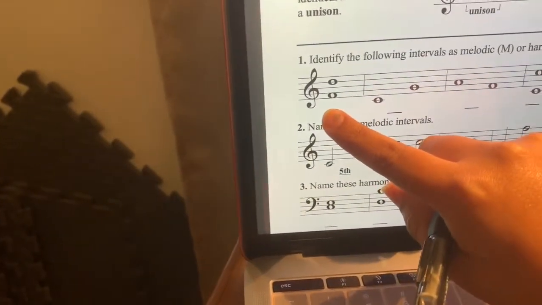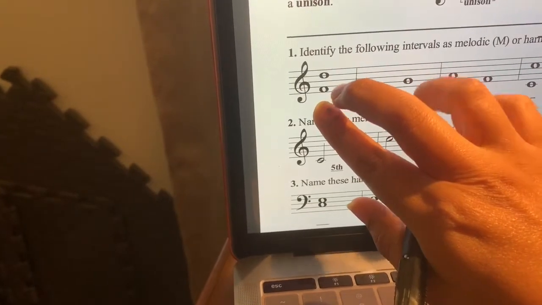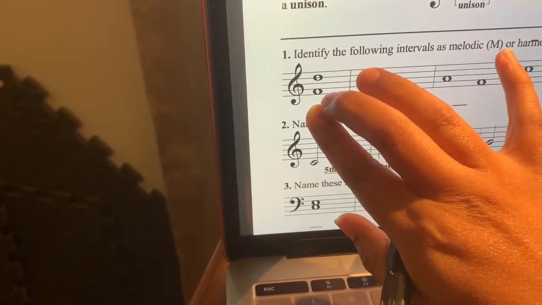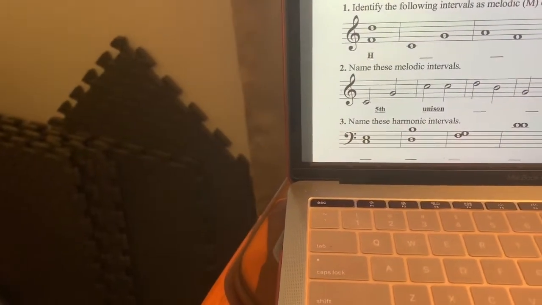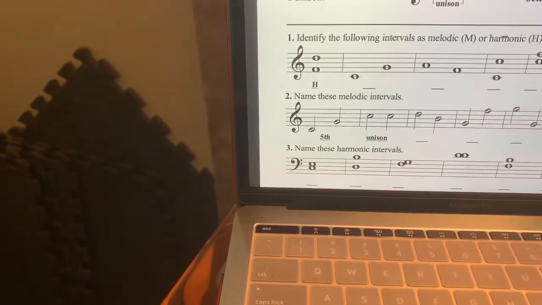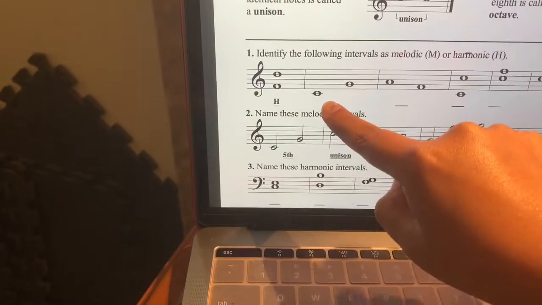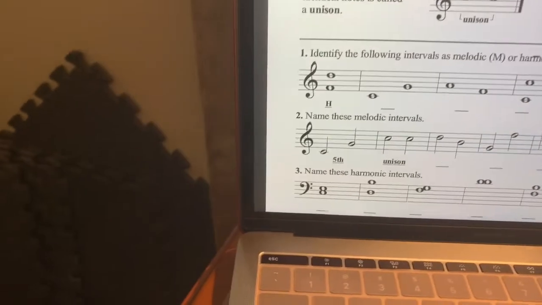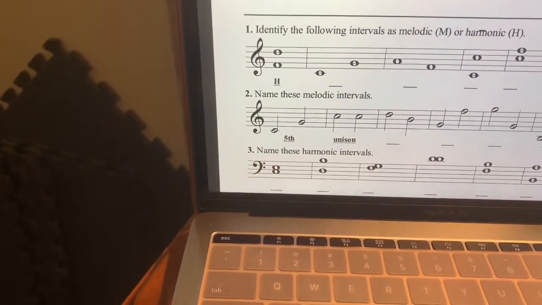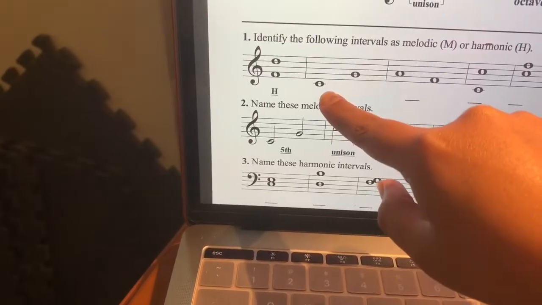So the first one, without looking at the answer, we notice that this one's on the bottom and that one's on the top. So we're going to call that one harmonic because they're happening at the same time. If we hear it, it would sound like this. They're both happening at the same time. Now this one we're going to call melodic because it's one, then another. I would put an M right underneath there because that one's melodic. Now, if you're like me, I don't have a printer right now. So for number 1, I'd put the first one, H, harmonic. The next one we said is melodic.